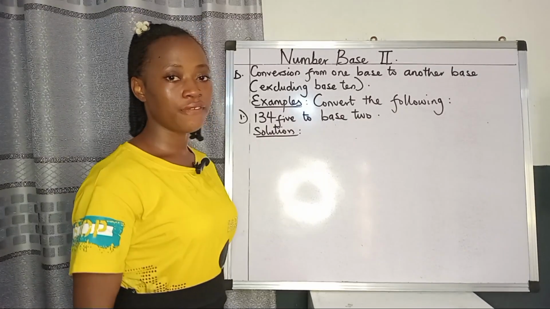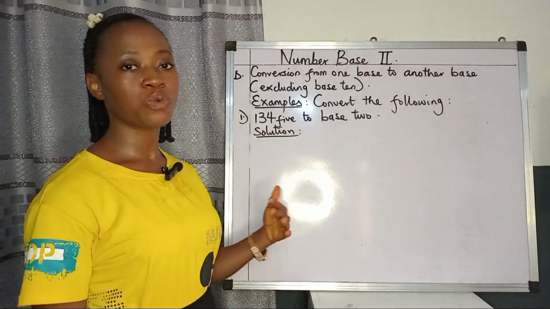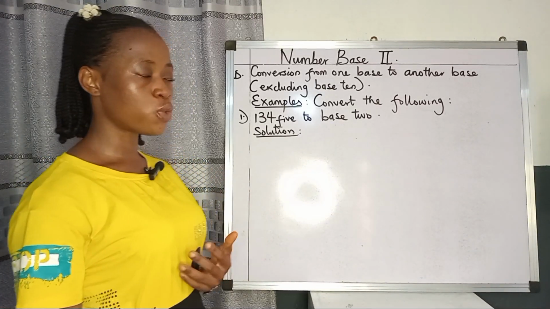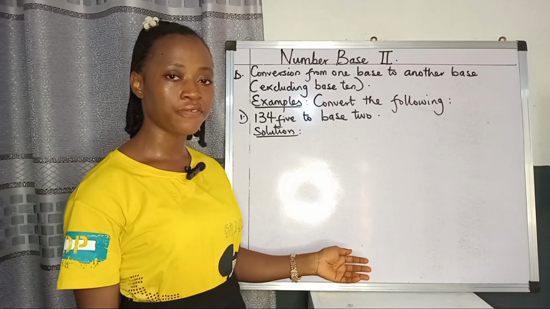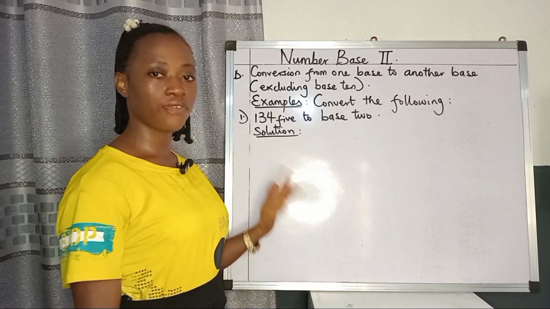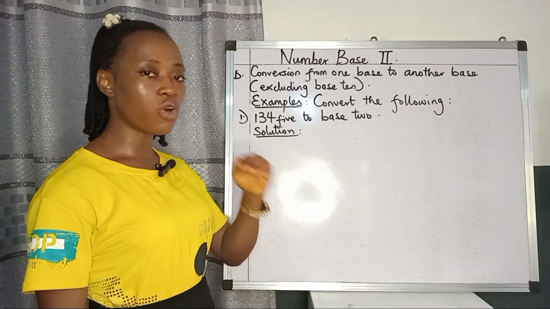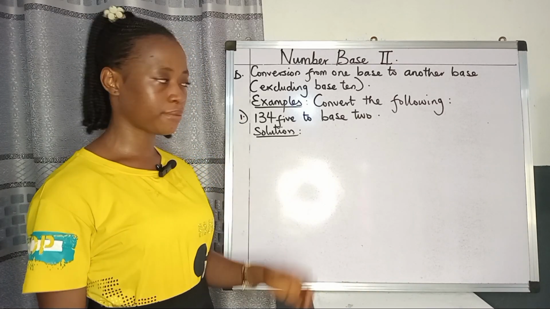Alright guys, the fourth part of this lesson, we're going to learn how we can convert from one base to another base, excluding base 10. So we are learning how we can convert, let's say, base 2 to base 5, or base 4 to base 5, or base 3 to base 6. That is from one base to another base other than base 10.